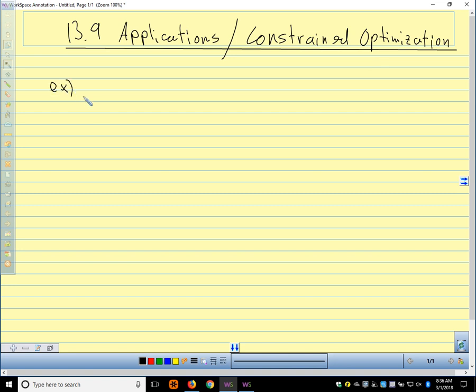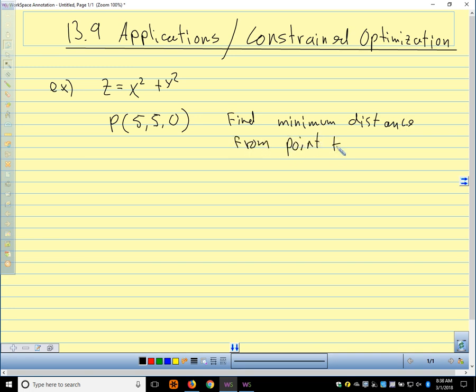So let's say we're on a paraboloid, z equals x squared plus y squared. Hopefully everybody can see this is a nice paraboloid. And we have a point on the xy plane, (5, 5, 0), and we want the minimum distance from the point to the paraboloid.